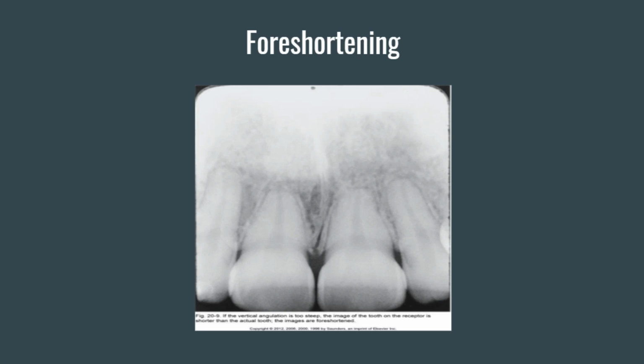Foreshortening is another angulation error. This is caused by improper vertical angulation. So up and down movement, shaking the head, yes. What appears here is the tooth is foreshortened in this particular instance. What that means is that there was too much vertical angulation. It was in excess or it was too steep. So what happens to the image is it appears much shorter than what they actually are.